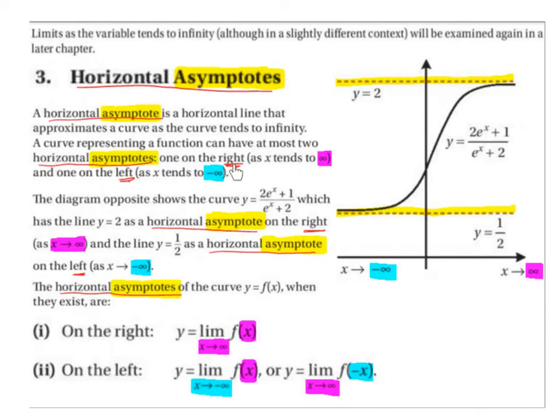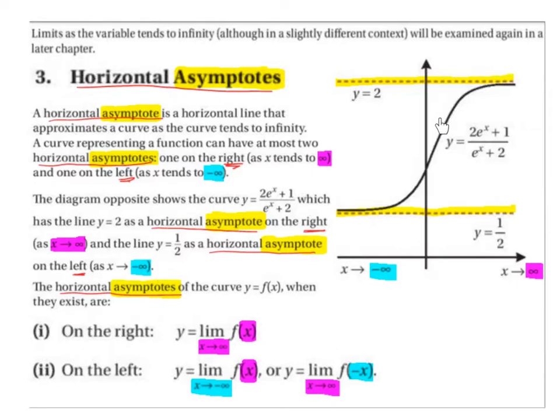One on the right as x tends to positive infinity, and one on the left as x tends to negative infinity. The diagram opposite shows the curve y equals (2e^x + 1) over (e^x + 2), which has the line y equals 2 as a horizontal asymptote on the right, so as x approaches positive infinity, and the line y equals a half as a horizontal asymptote on the left as x approaches negative infinity.